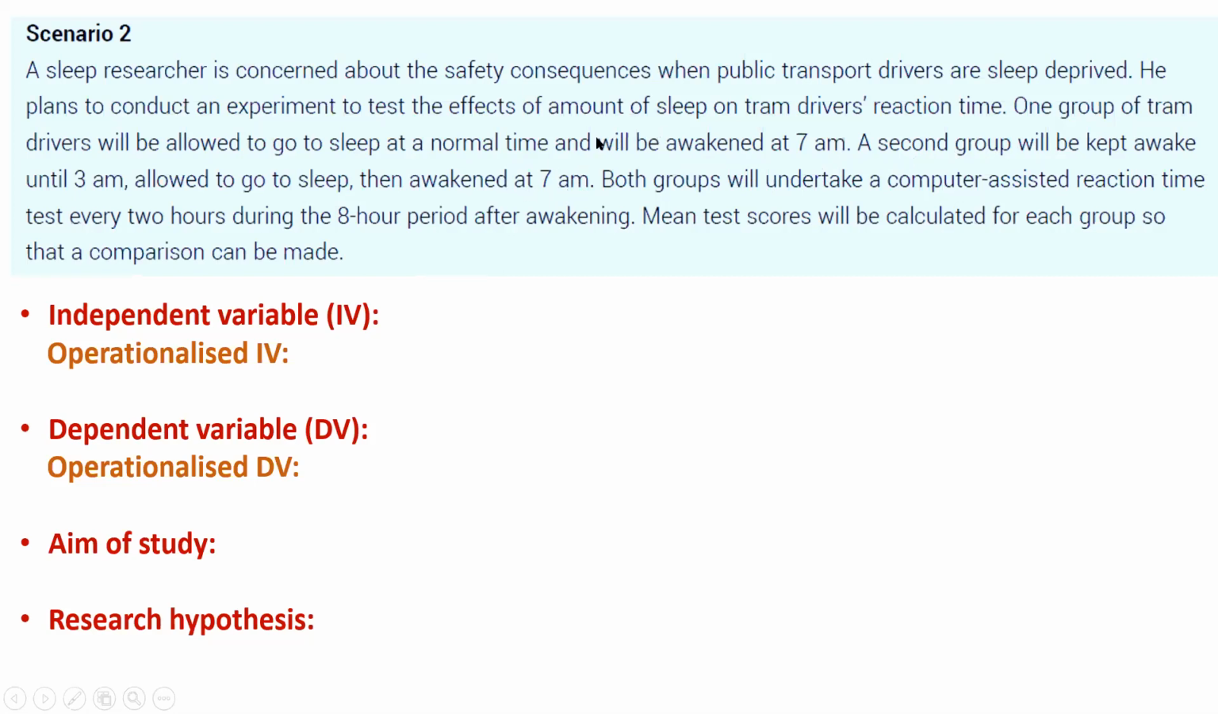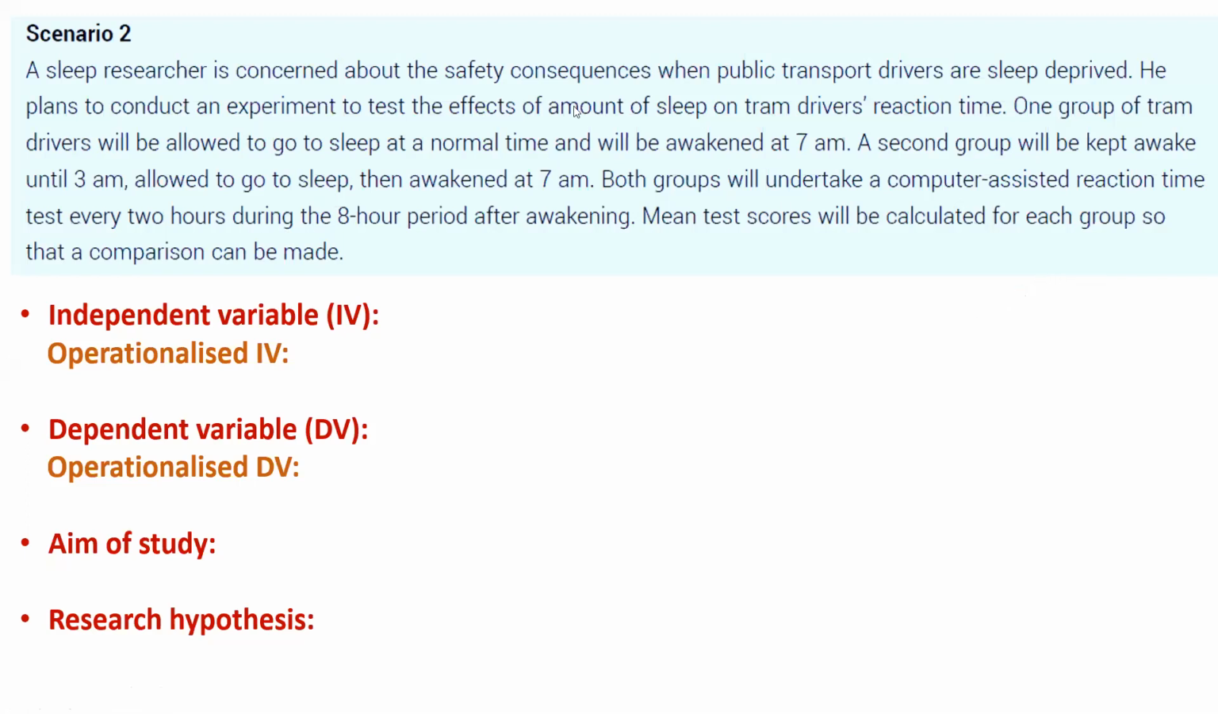One of them will be the experiment, one of them will be the control. Both groups will then undertake a computer-assisted reaction time test every 2 hours during the 8-hour period after awakening. Mean test scores will be calculated for each group so that a comparison can be made. So automatically we can see that this, at first glance, appears to be a more confusing scenario than the previous one. It isn't actually, it just has more words to make you feel intimidated there, but it's actually quite simple, okay?